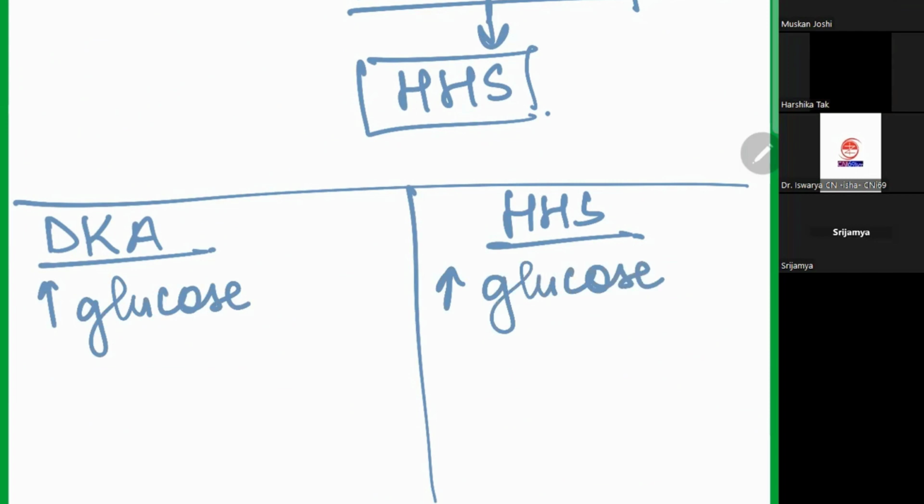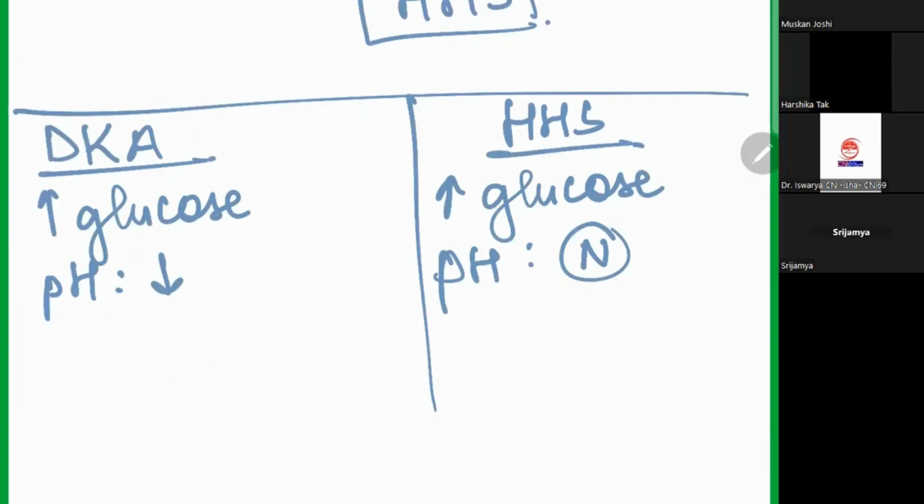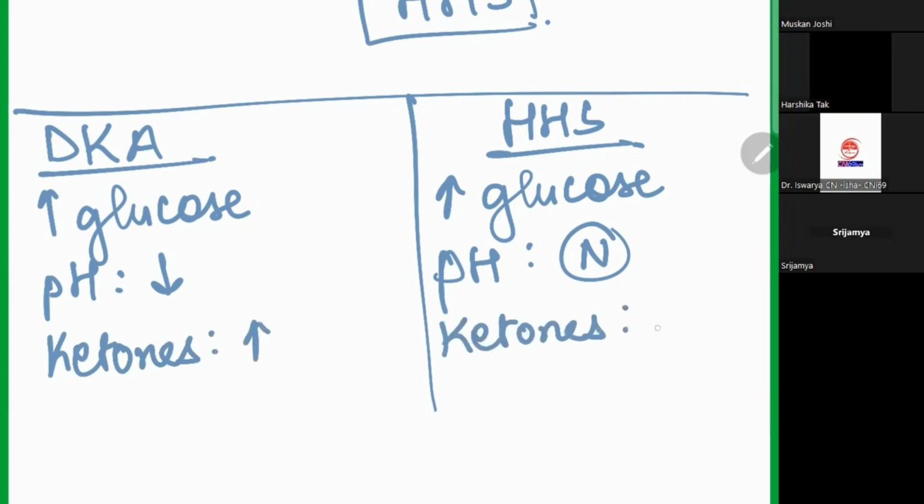Now, the second thing is pH. So what's happening in this and in this? So pH here is reducing, but here it's normal. Then next thing, they can ask you about ketones, or they have given you this information. Here ketones are high, and here there are no ketones. So now you can distinguish from here whether it is DKA or HHS.